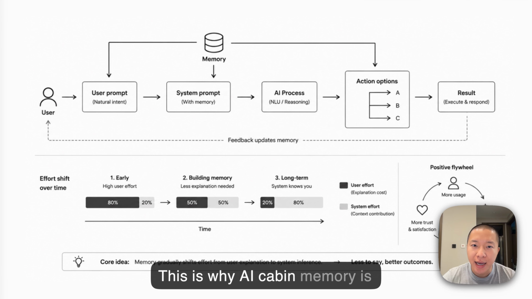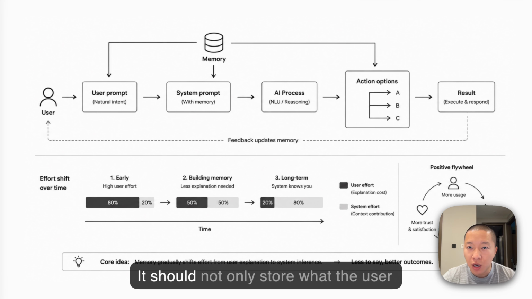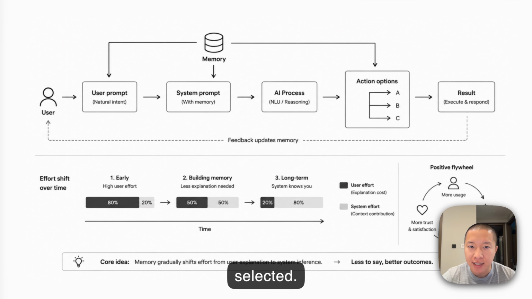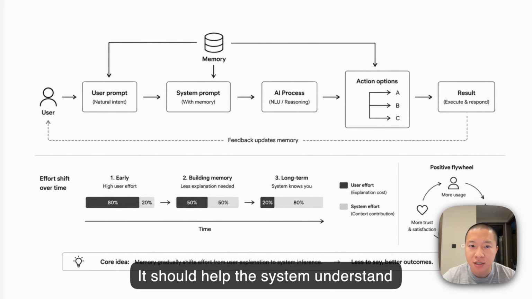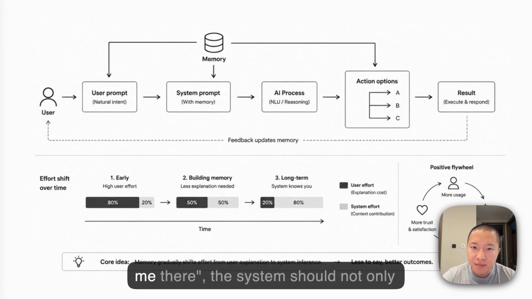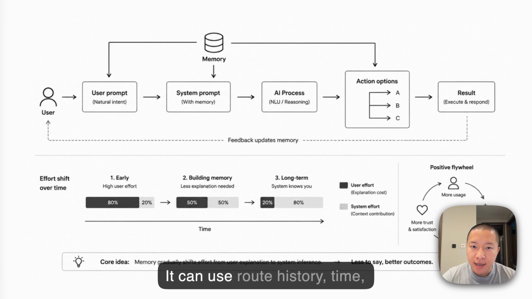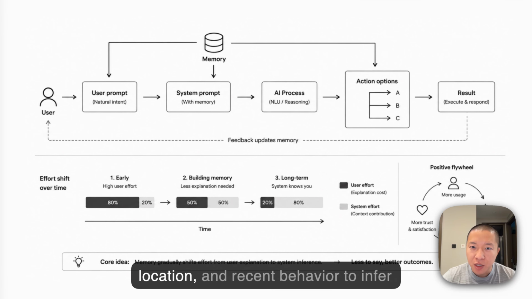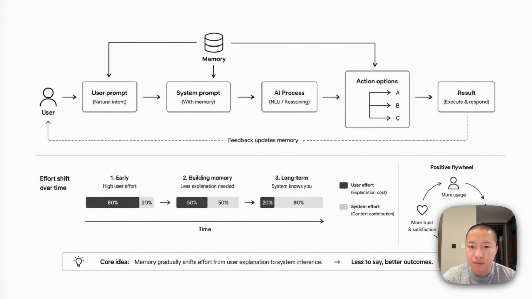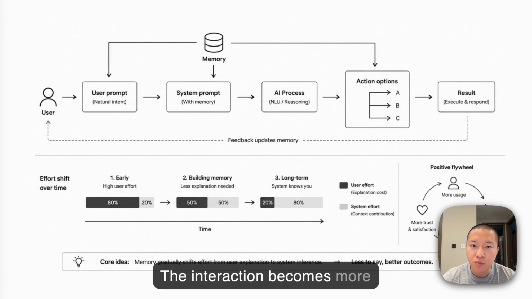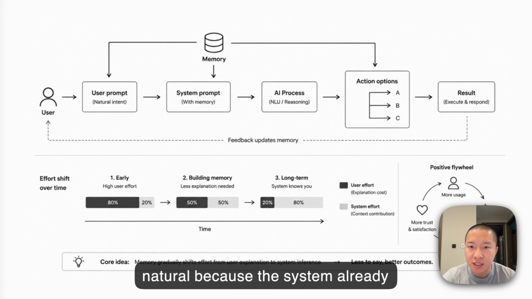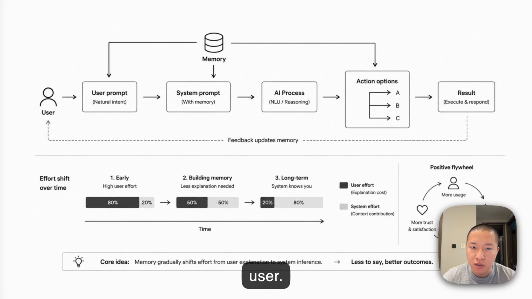This is why AI cabin memory is important. It should not only store what the user selected. It should help the system understand what the user probably means in this moment. For example, if the driver says, "Take me there," the system should not only wait for a full address. It can use route history, time, location, and recent behavior to infer the likely destination. The interaction becomes more natural because the system already shares part of the context with the user.